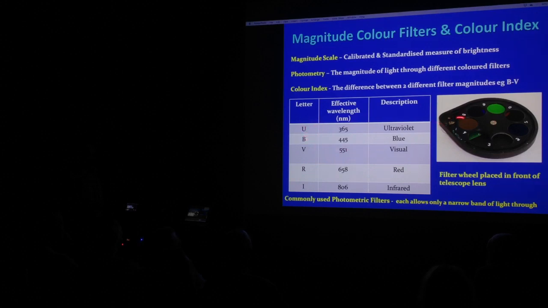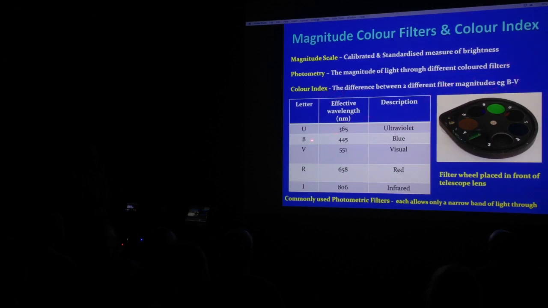So these filter wheels are put in front, you flick the filter in front of your imager, and you're only interested in certain bands of wavelengths coming through, and you measure how bright they are in those specific colours. So photometry refers to measuring the brightness of something, the magnitude. The colour index, all that means is the difference between any two different filter magnitudes.